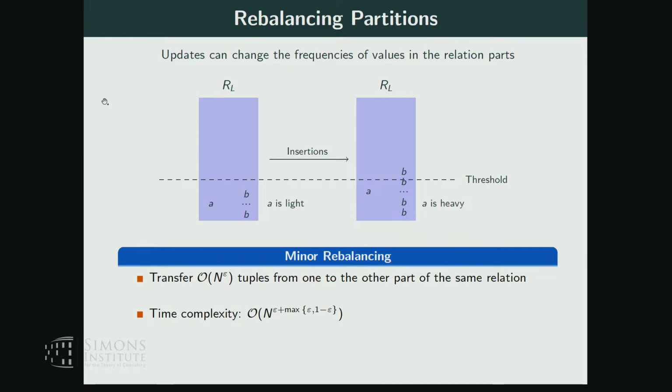So as soon as it gets, asymptotically, over the threshold of n to epsilon, we have to put it on the other side. And this time becomes the time of inserting all these n to epsilon tuples for that previously light value into the heavy part. So the time is max of epsilon and 1 minus epsilon to do one update. And then we have to do this n to epsilon times.